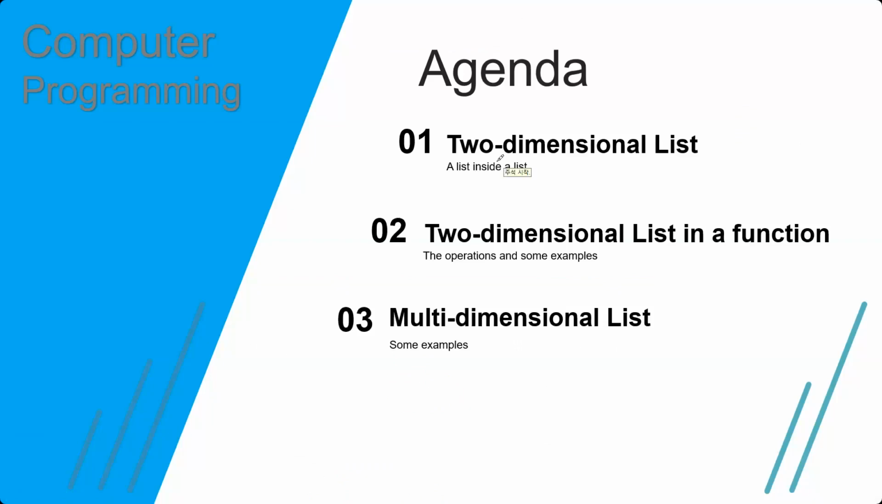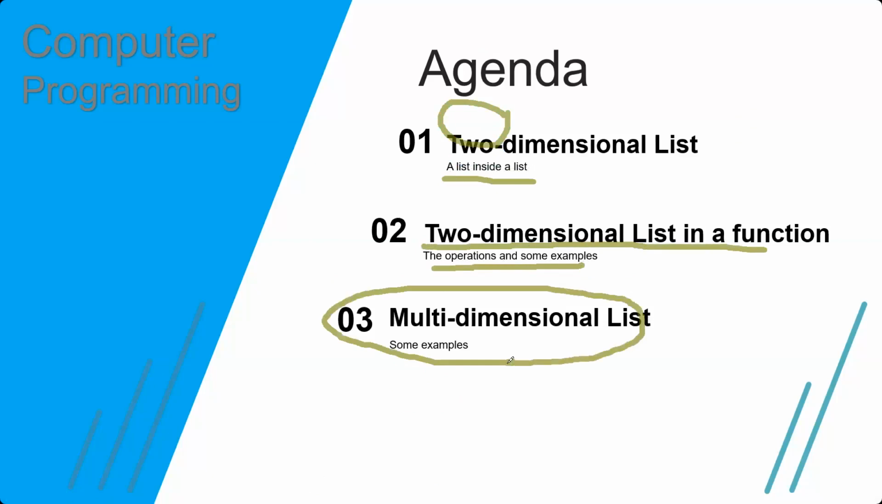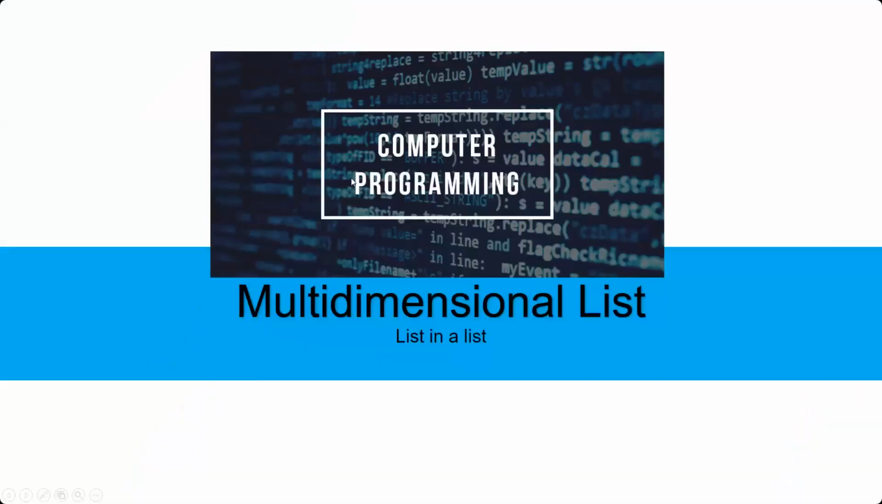We are going to look into the details about two-dimensional list. What is a two-dimensional list? It can be described as a list inside a list. And then we are going to learn about two-dimensional lists in a function. There are some operations and some examples, and we are going to look at some examples of how to apply the multi-dimensional list. List in a list.